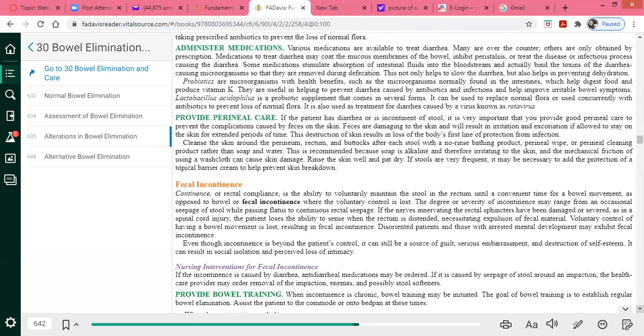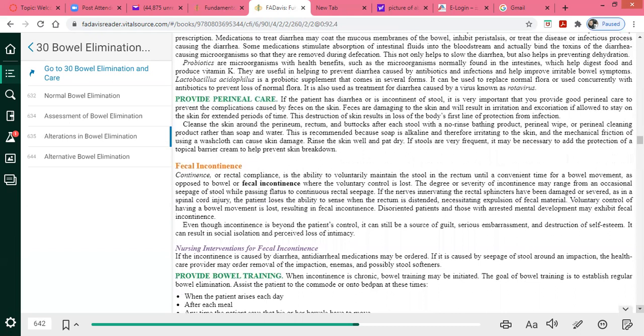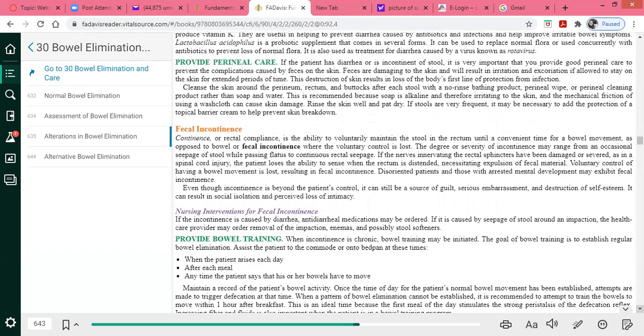And it talks about fecal incontinence. Fecal incontinence is the loss of the ability to have a bowel movement, or to know when you're actually having a bowel movement. Fecal incontinence is the inability to control when you are about to have a bowel movement. And it talks about the different nursing interventions for fecal incontinence.